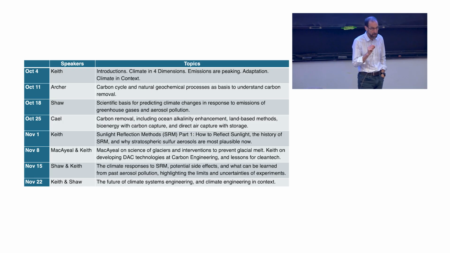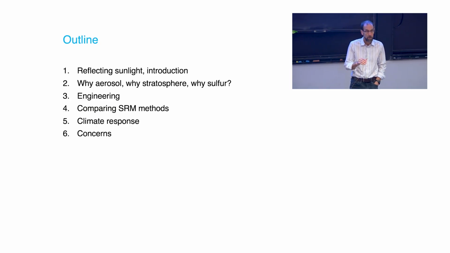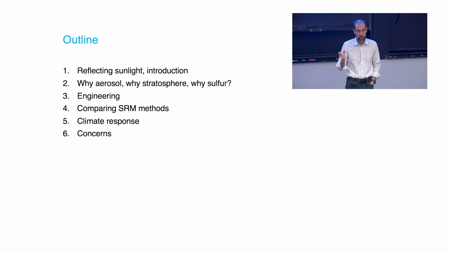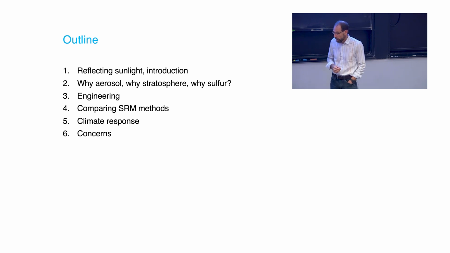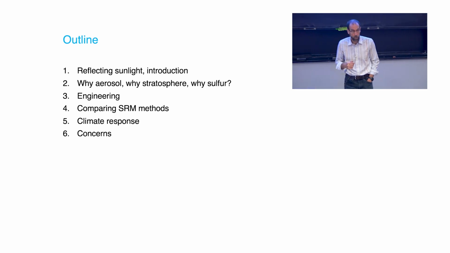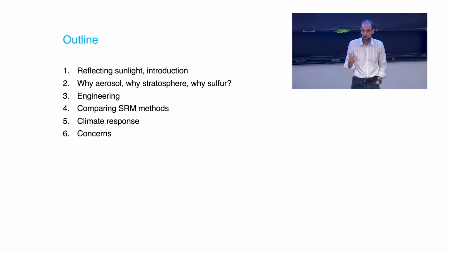Here's the way this lecture is set up. I'm going to start by resituating, reintroducing how sunlight reflection fits into other ways we might deal with the climate problem, and very quickly tell you what the methods are. Then I'm going to try and explain why we talk about aerosols, why the stratosphere, and why sulfur. Then I'll talk about some of the engineering aspects of doing this, then compare different methods for sunlight reflection, then look at climate response, and then have a slide to raise some of the obvious and maybe less obvious concerns about these technologies.